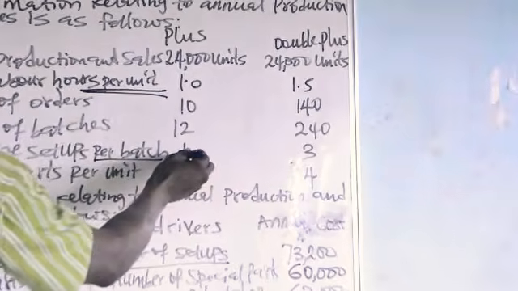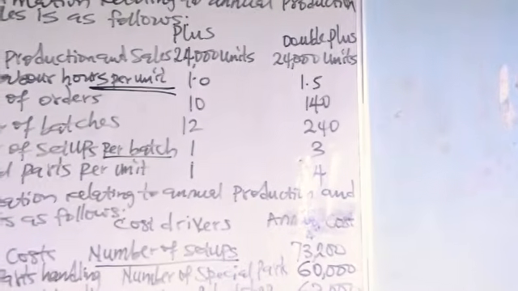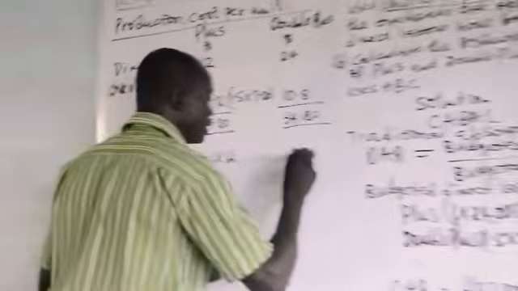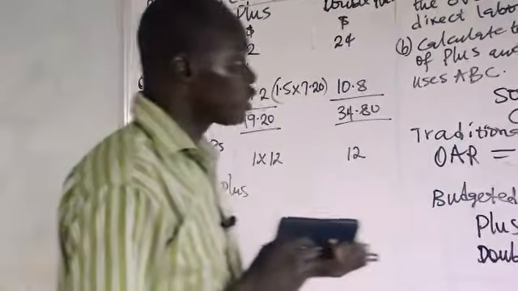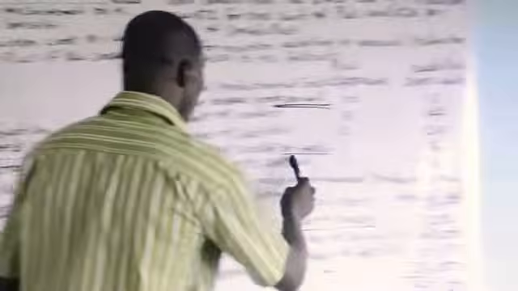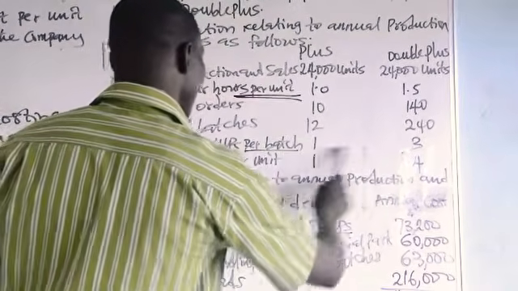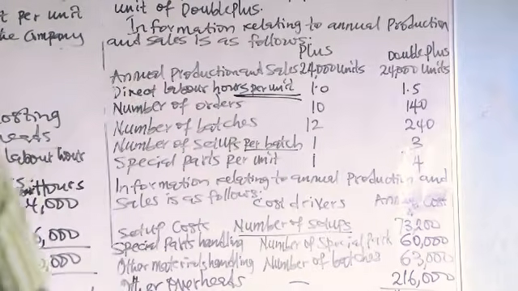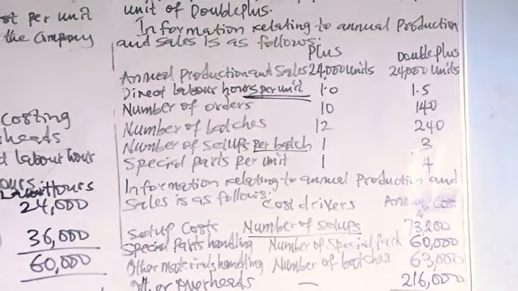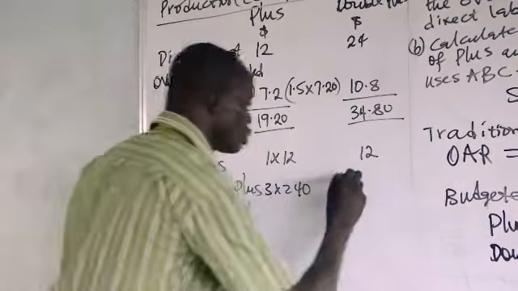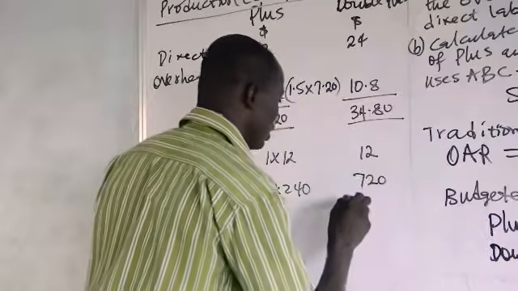The number of setups for plus is 1 times 12 batches, which will be 12 batches. For double plus, you have 3 setups and 240 batches. 3 times 240 will give us 720 setups.